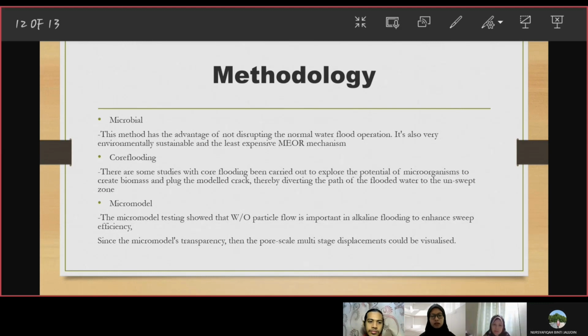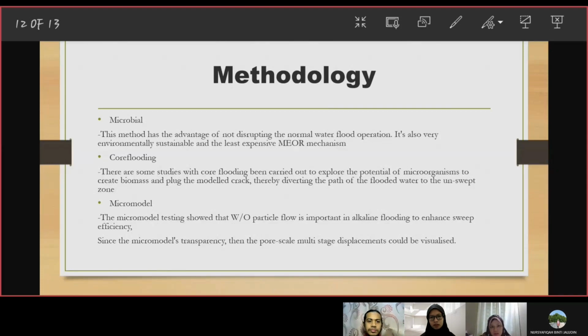So methodology usually core flooding, micromodel tu betul, tapi both of them is lab studies. Ada tak yang field studies? Ada tak yang diorang dah guna dekat field? Plant ke pilot plant pun ada tak? Tak ada lagi. So awak boleh ceritakan methodology on the core flooding and micromodel, dan awak sebenarnya boleh kembangkan, maknanya which paper yang guna micromodel, which paper yang guna core flooding.